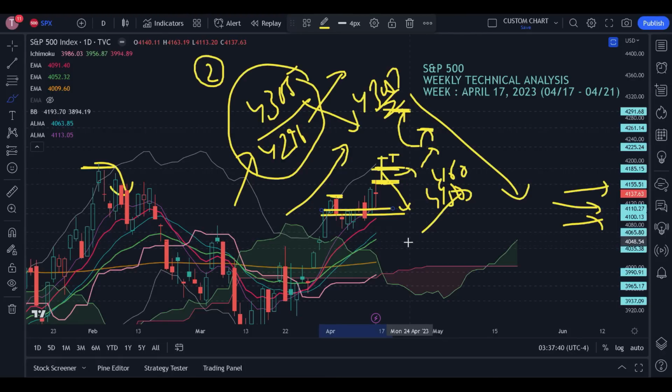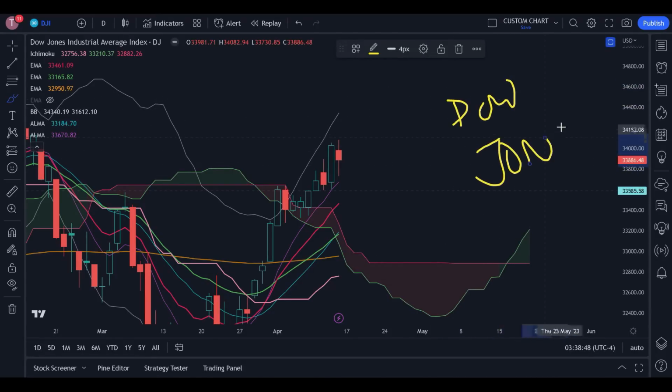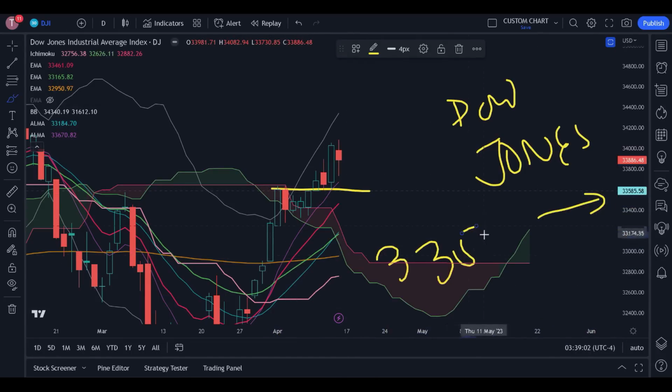Now here I want to tell you one more thing about the Dow Jones. Remember, the Dow Jones is actually driving the entire stock market. So it's not just about the S&P 500 but also about the Dow Jones. Now this is the chart of the Dow Jones. What we know is that as long as the Dow Jones is holding above 33,585, the entire stock market will remain in the short term bull trend.